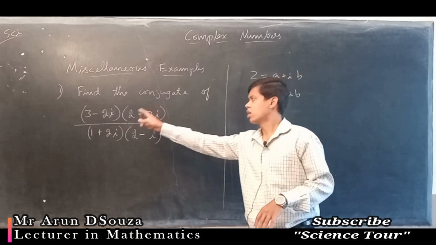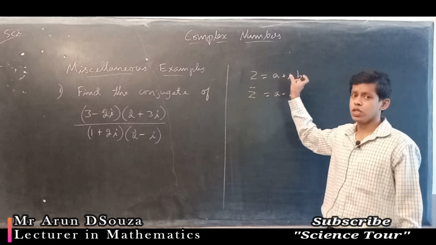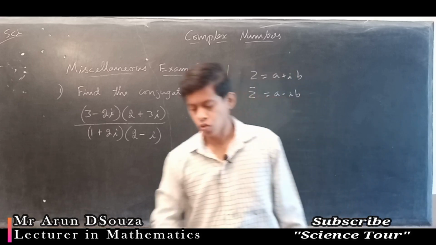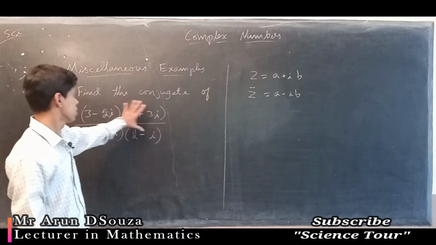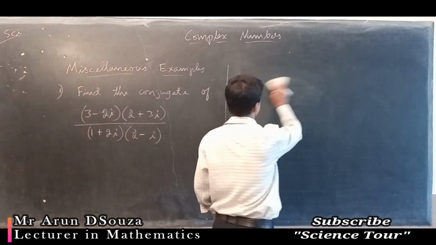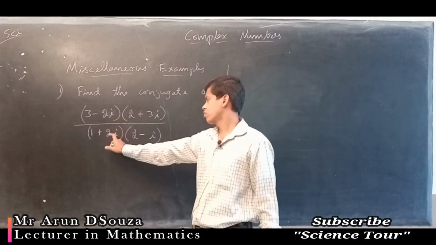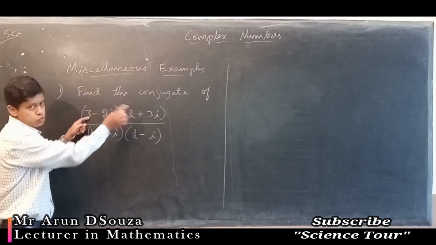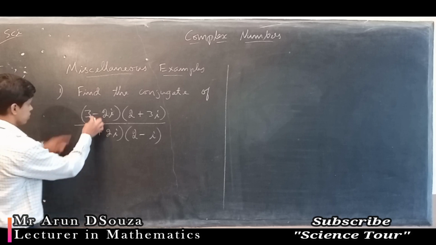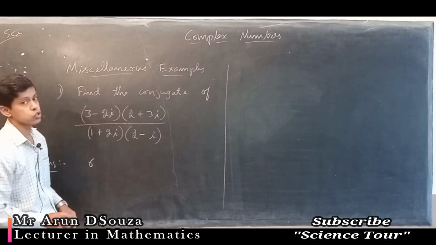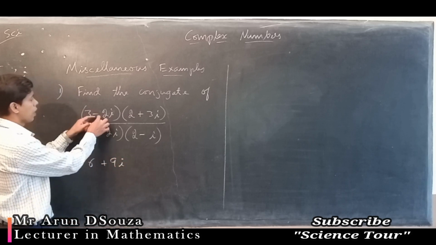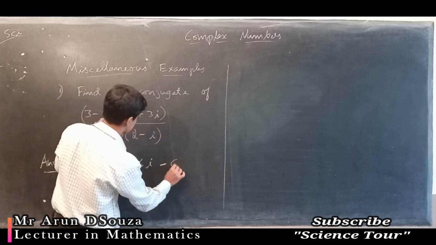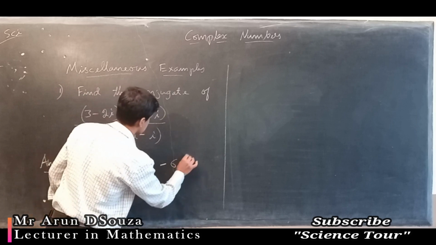Now we have to convert this into the form a plus ib. Once we do that, it is enough to change the sign of the imaginary part. So we have to multiply the numerator as well as the denominator complex numbers. First multiply them. 3 into 2 is 6, and then 3 into 3i is 9i, minus 2i into 2 is minus 4i, and then minus into plus is minus, 2 into 3 is 6, and i into i is i square, so don't forget that.